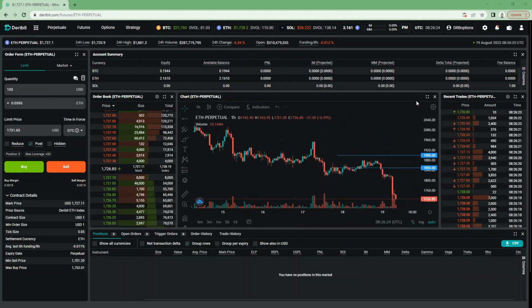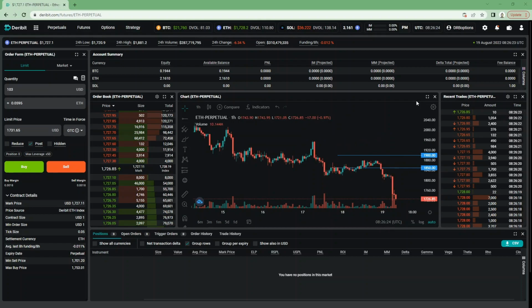I've marked our two strikes on the chart with horizontal blue lines. While the price of ETH did initially increase in the way we wanted, unfortunately for us, the price then dropped dramatically before expiry. When the options expired less than an hour ago, the price of ETH was significantly below both of our strikes, so both call options were worthless at expiry.